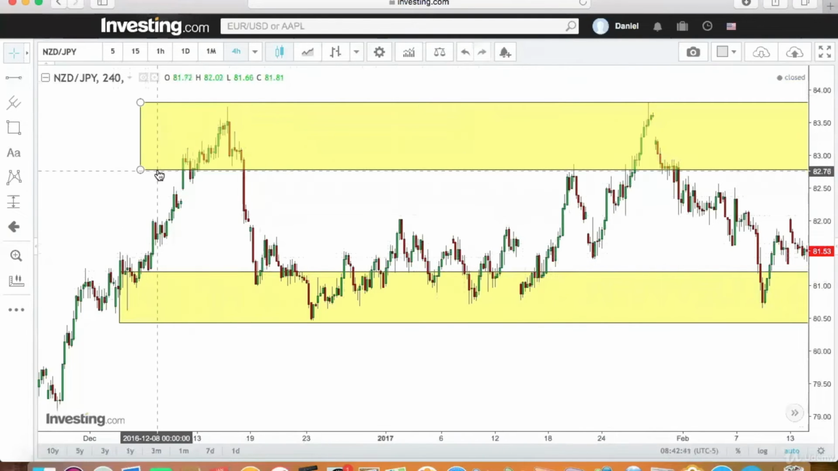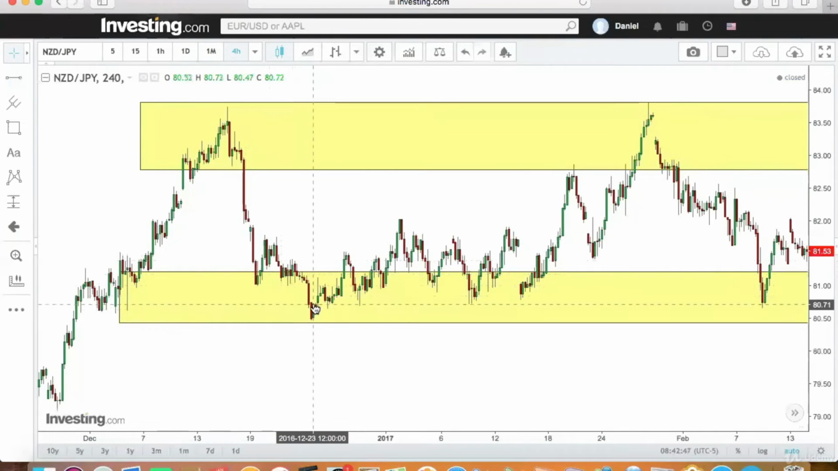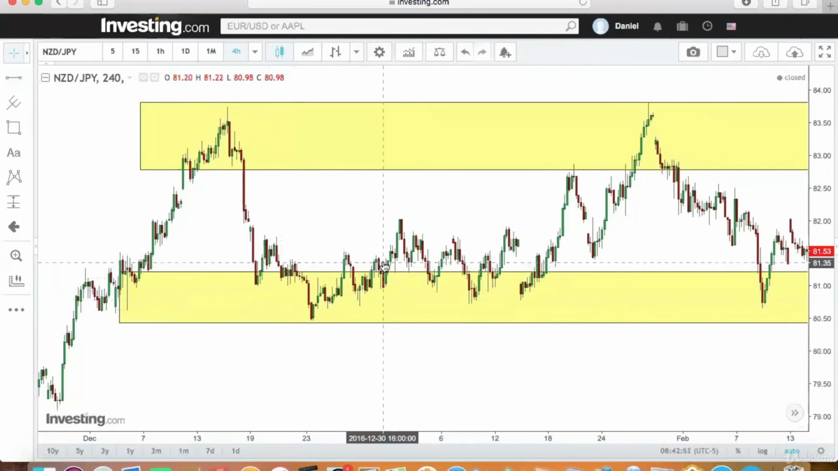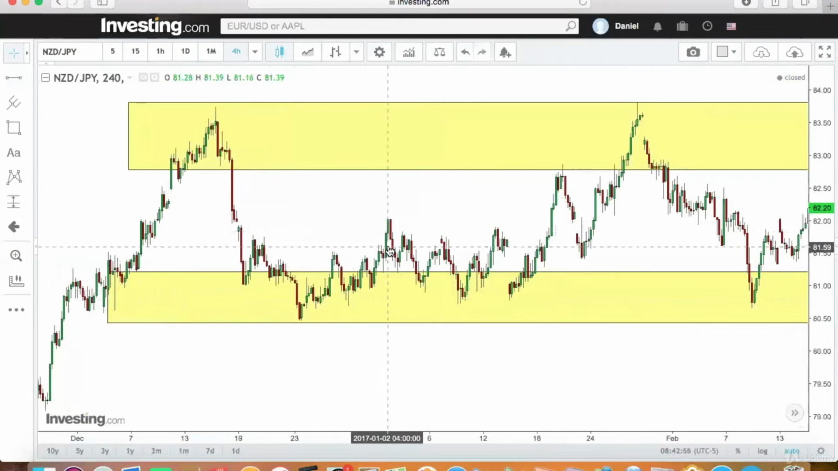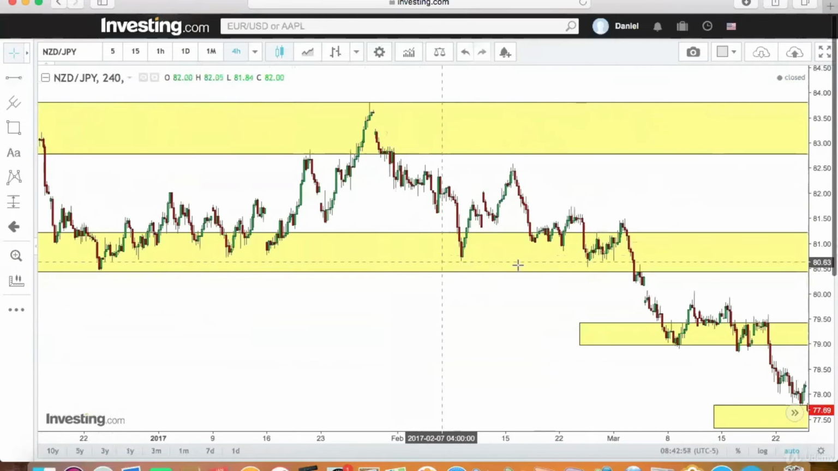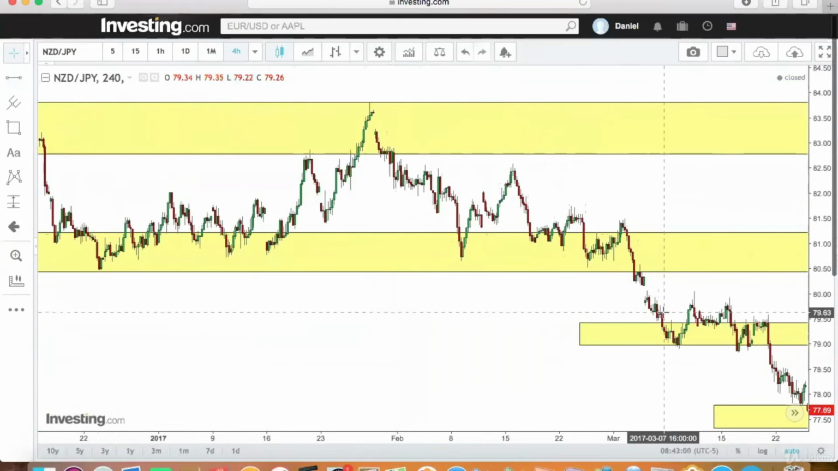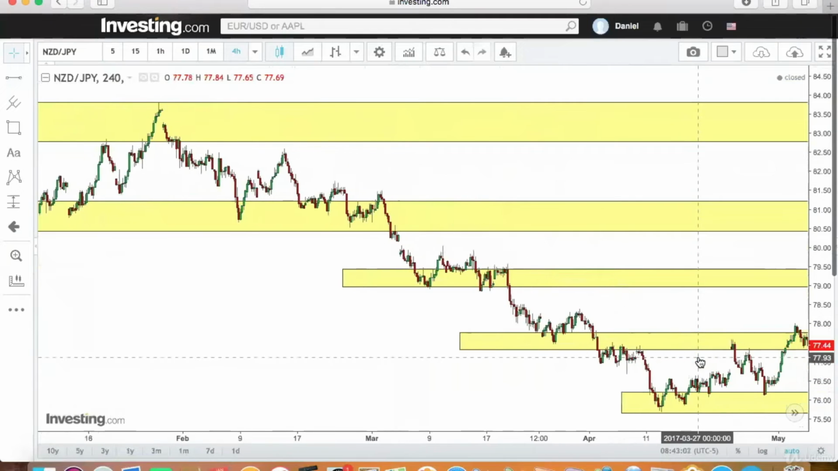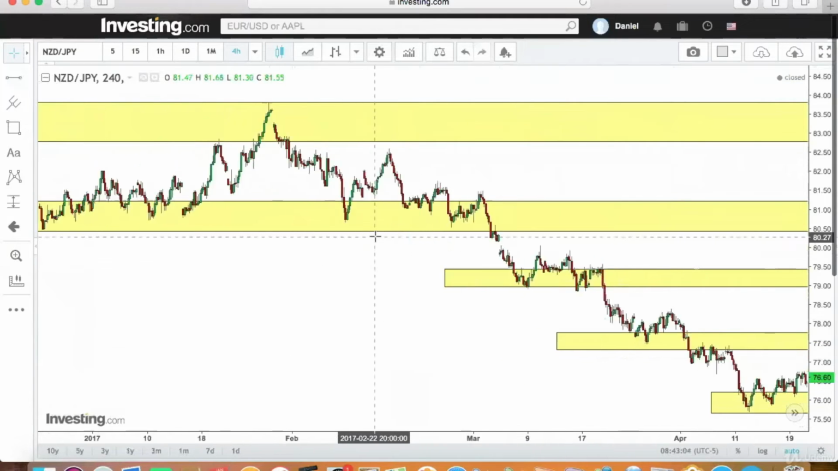So these are zones of price action. And once you find an entry into a zone, 9 times out of 10, you can ride that entry all the way up to the next zone. And then you can ride the entry all the way down to the next zone. And this is called zone to zone trading.